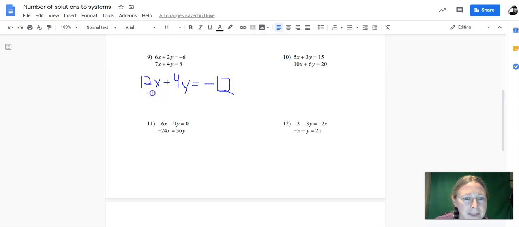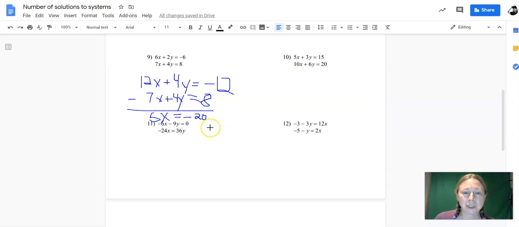And then 7x plus 4y equals 8. So if I subtract these two, 12x minus 7x is 5x, 4y minus 4y is 0, and -12 minus 8 is -20. I haven't finished solving this, but this is going to get me to a place where there's one solution, because I'm coming down here to one possible value for x.